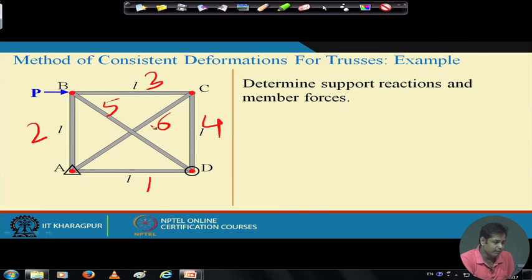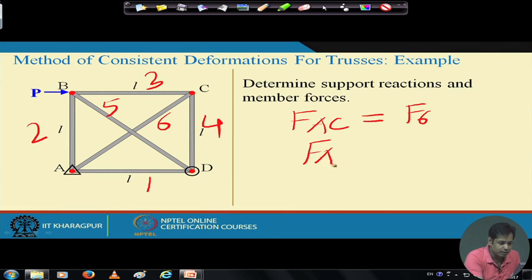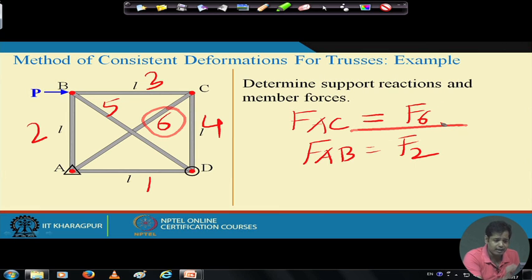Okay. Whenever we say F AC, it means force in member AC. So instead of writing F AC, we will say F6. F6 means force in member 6. Similarly, instead of writing F AB, which is member 2 here, we will write F2, meaning force in member 2. In this case, it is AB. Okay. So let us take member 6 as redundant. Let us take this member as the redundant member. So the force in member AC, F6, will be the redundant force.